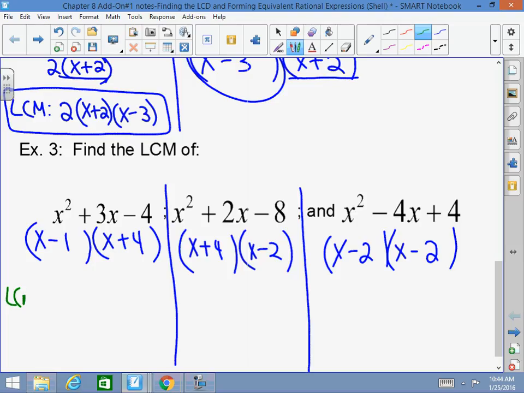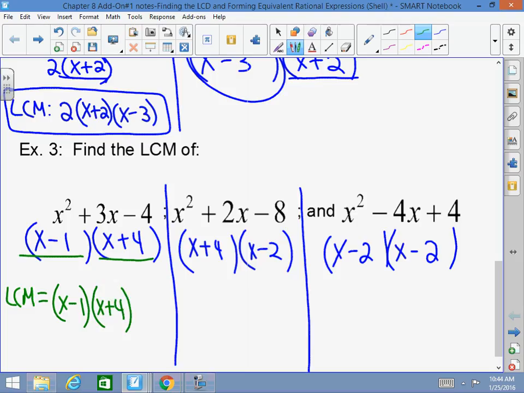Okay. So, my LCM here. What's my LCM going to be? What's my least common multiple? Well, let's start one at a time. I got an x minus 1 here. So I need an x minus 1 in all of them. Perfect. I got an x plus 4 here. Right? I need an x plus 4 in all of them. Okay.